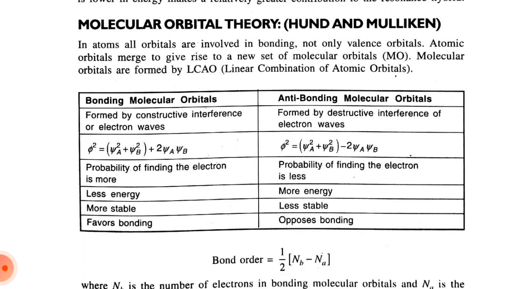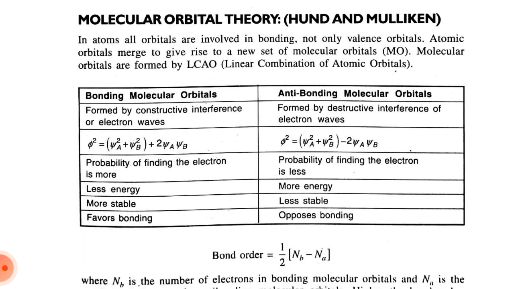Molecular orbital theory, by Hund and Mulliken. In a molecule, all orbitals are involved in bonding, not only valence orbitals. Atomic orbitals merge to give rise to a new set of molecular orbitals, MO. Molecular orbitals are formed by LCAO, linear combination of atomic orbitals. Bonding molecular orbital is formed by constructive interference of electron waves; antibonding molecular orbital is formed by destructive interference of electron waves.